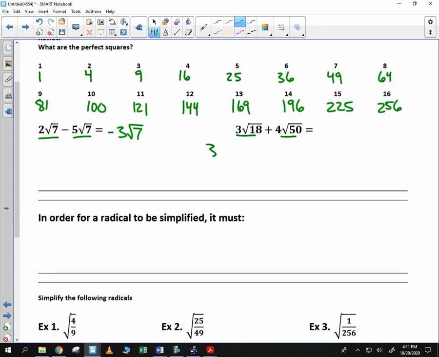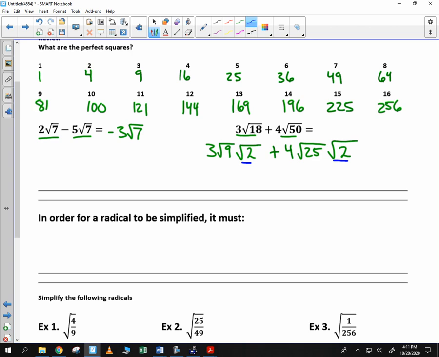So we have 3 roots of, what is the perfect square that divides evenly into 18? And it is 9 times 2. Plus 4 times, now you have the square root of what divides evenly into 50? That would be 25 times 2. And look at that. We came up with 2 in both situations. So we know we're going to be able to add these guys together.